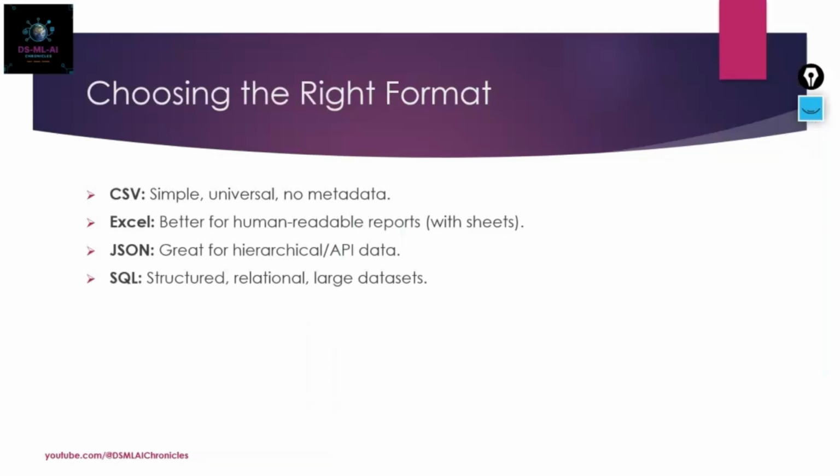Before this, we will first understand the common formats used for dataset files. First is CSV, that is comma separated values. For simple files, this format is used, or Excel files are used when data is human readable. JSON is JavaScript Object Notation, which is good for hierarchical or API data. And SQL, which is Structured Query Language, for large datasets. This is really good to use.